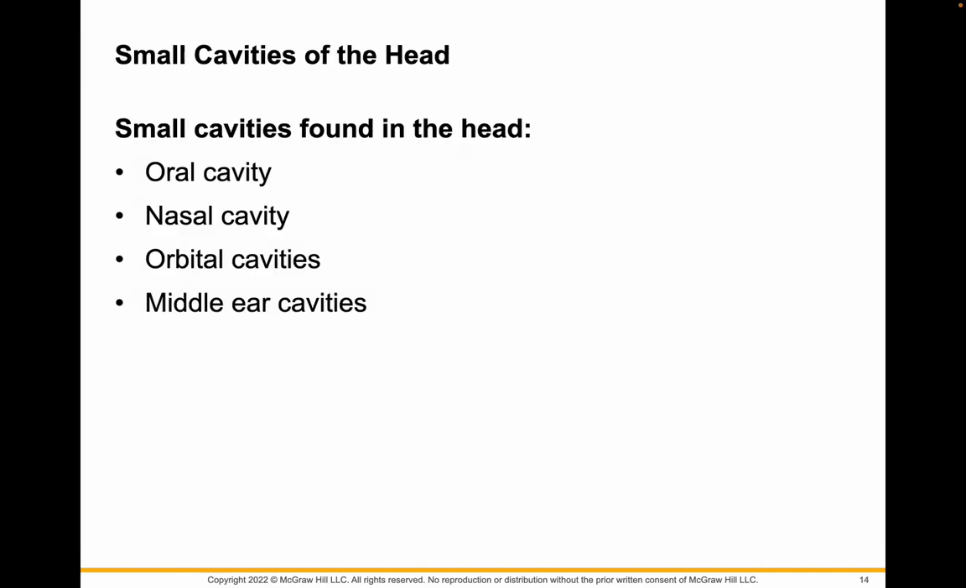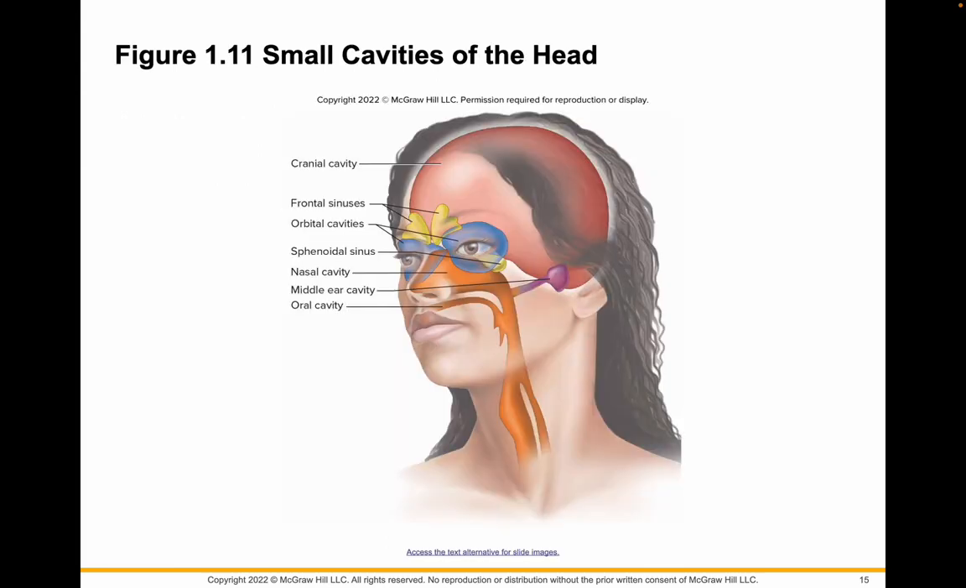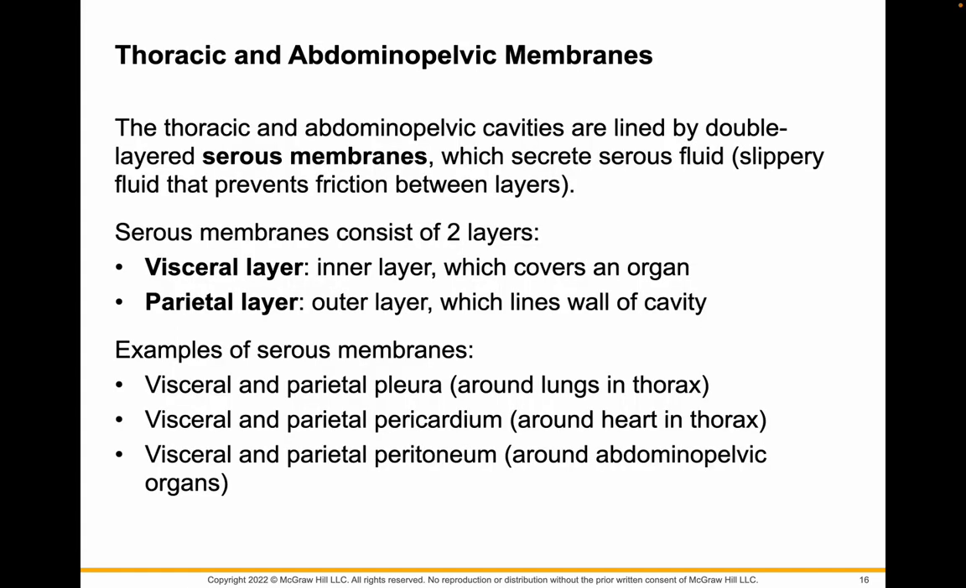We also looked at small cavities of the head: oral cavity, nasal cavity, orbital cavity, remember that's the eye, and middle ear cavities. We looked at serous membranes and how serous membranes fold on each other and make these 2 layers: the visceral layer, which actually touches the organ, and the parietal layer, which lines the wall of the cavity, and in between is the space where there's going to be serous fluid.